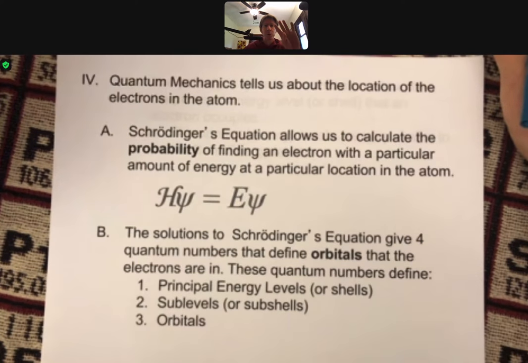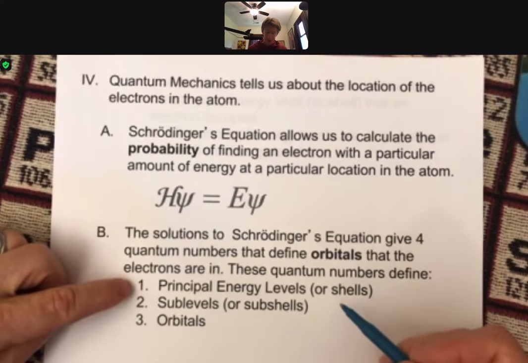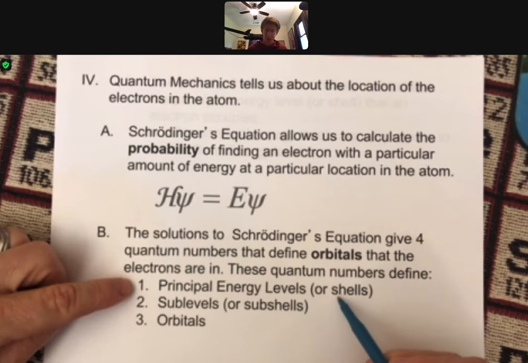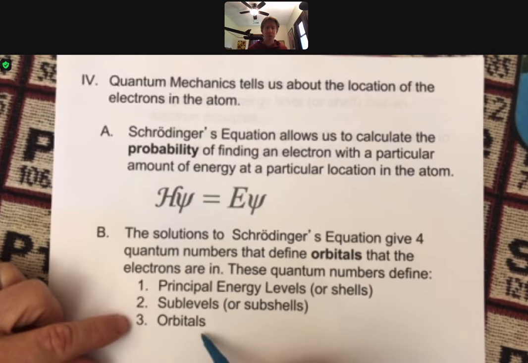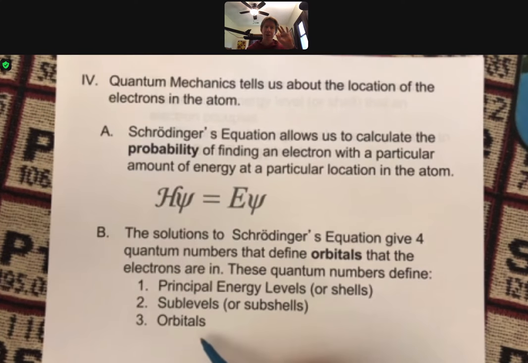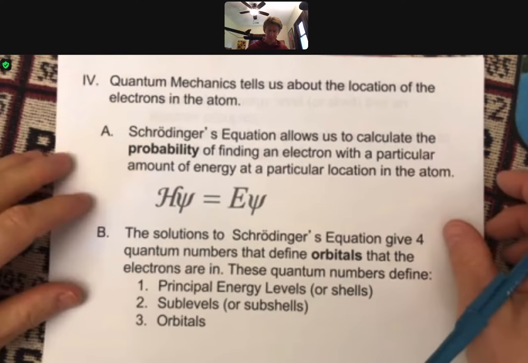Those solutions give four quantum numbers that define the orbitals that the electrons are in. These quantum numbers define the principal energy levels, or shells, the sublevels, or subshells, and the orbitals. That's technically only three of the quantum numbers. The fourth one will lead to the fact that there can be two electrons in any one orbital. But we're not going to worry too much about quantum numbers. We're going to look at their results. We'll worry a little about them.